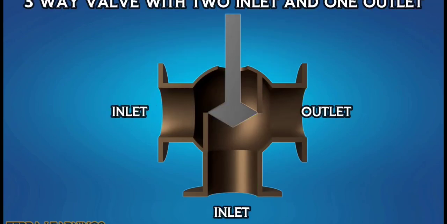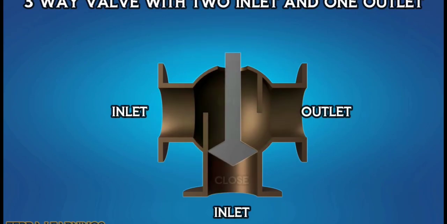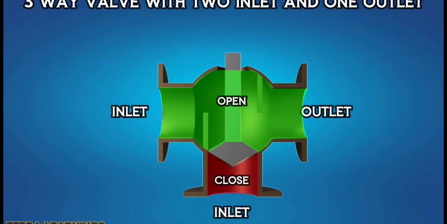In a three-way valve with two inlets and one outlet, one inlet is closed, while the other inlet is open. When the open inlet is closed, the closed inlet will open. This is the difference between two-way valve and three-way valve.